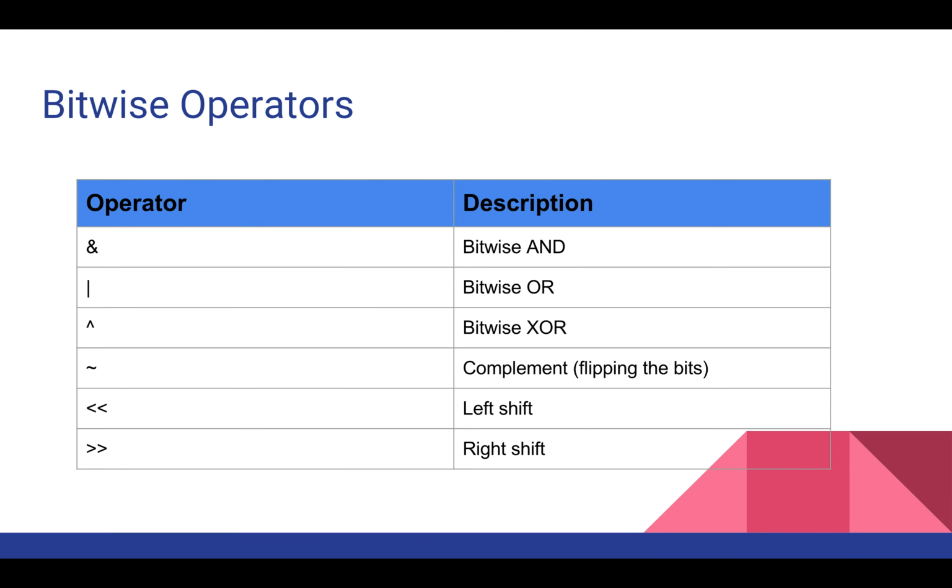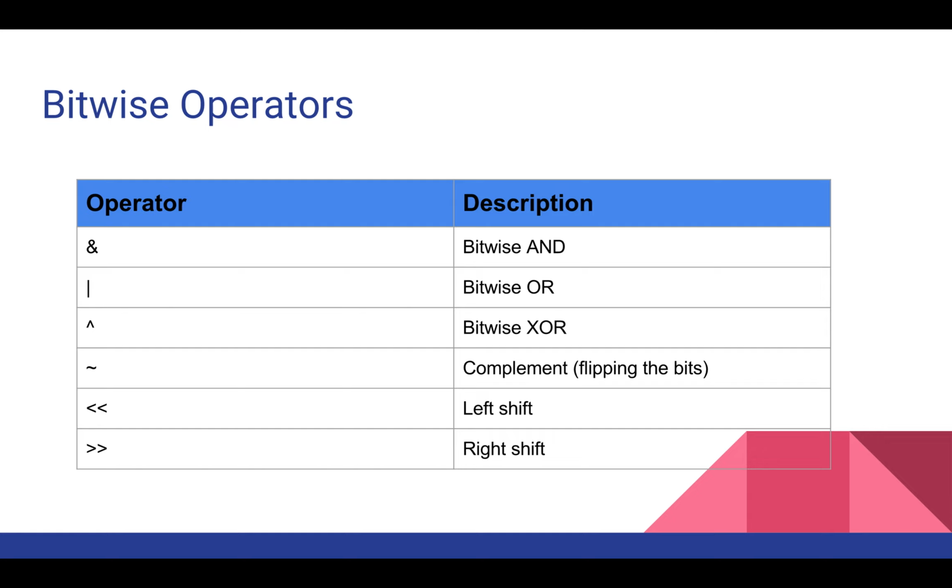Bitwise operators. Bitwise operators enable you to change the value at the bit level. They are often used in low-level programming. Swift supports all the bitwise operators found in C. Bitwise AND operator combines the bits of two numbers and returns a new number whose bits are set to 1 only if the corresponding bits in both the operands are set to 1.